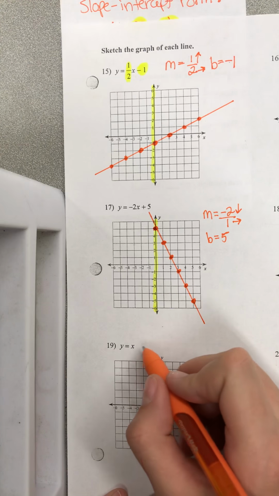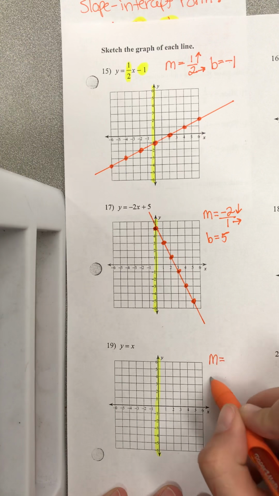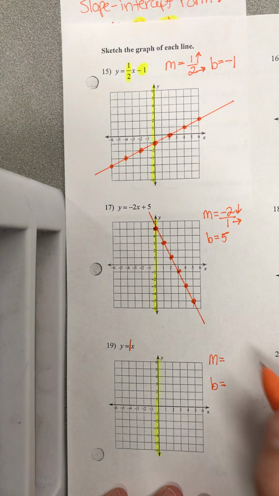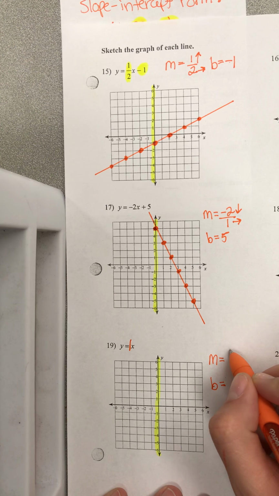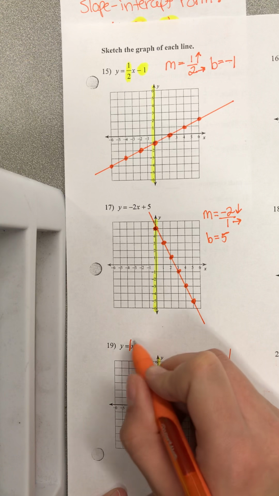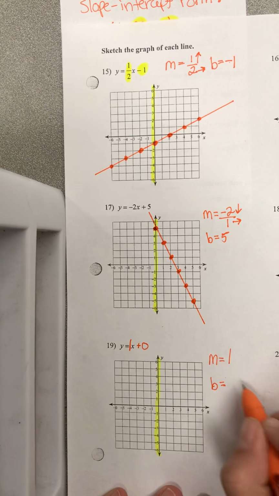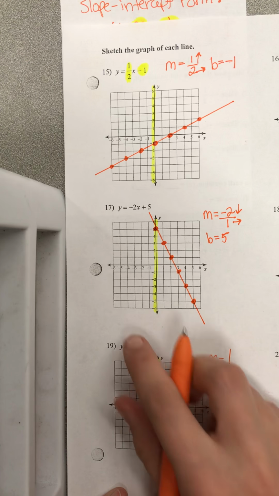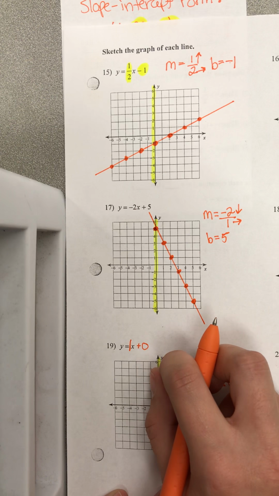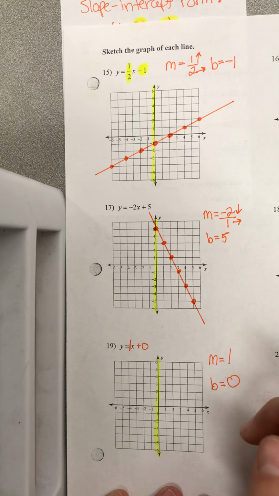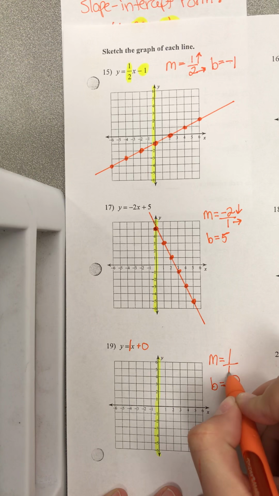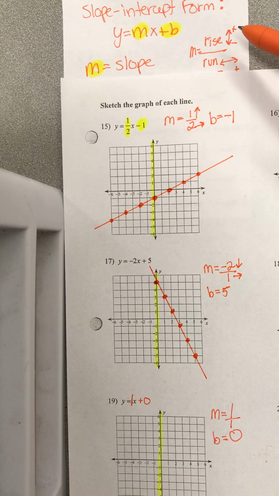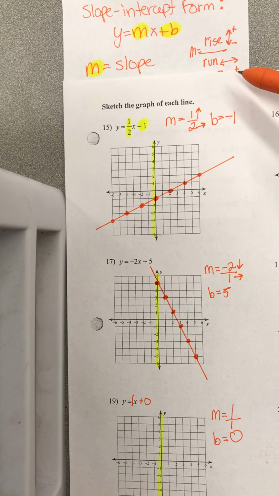For number 19, I need to identify M and B. Now, there's no number in front of X, so you need to know that's an imaginary 1. So my M is 1. For my y-intercept, there's no number added to the back. So on the back, I could add a +0, and my y-intercept would be 0. If there's never a number in place of your y-intercept, you will always put a 0. Now, my slope is not a fraction, so I'm going to put it over 1. Since the top number is positive, I'm going to go up 1, and the bottom number is positive, so I'm going to go right 1.